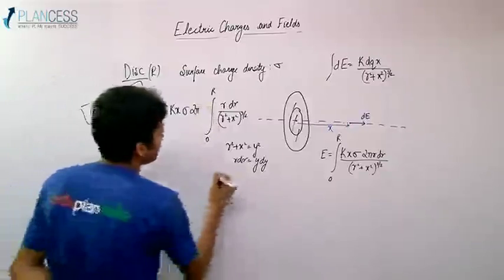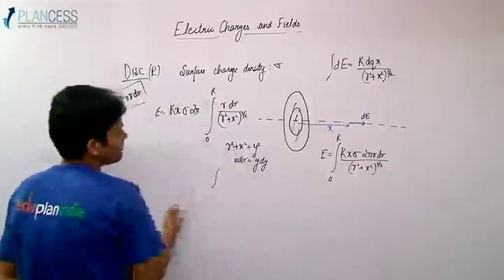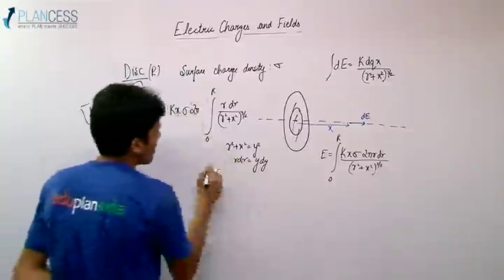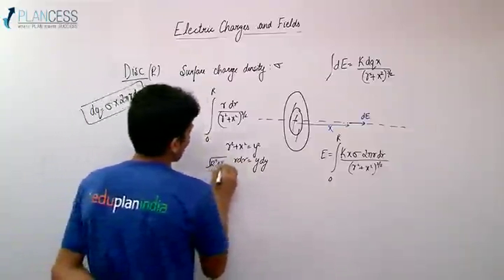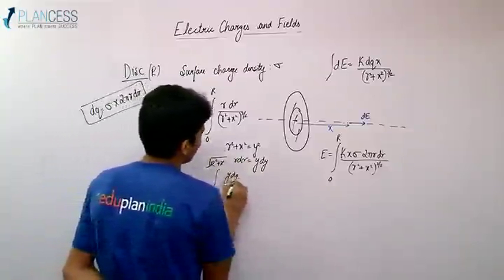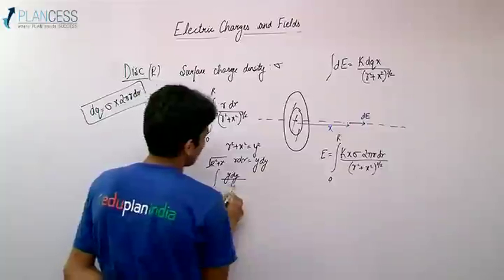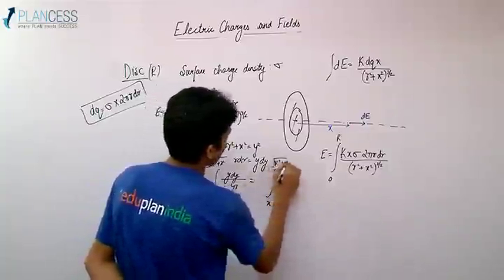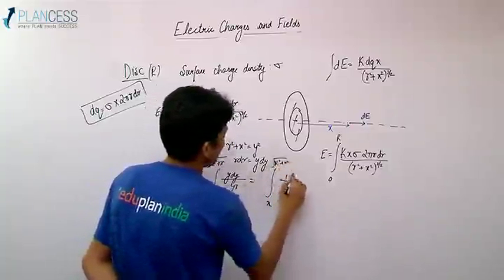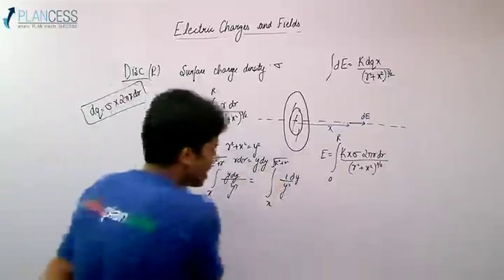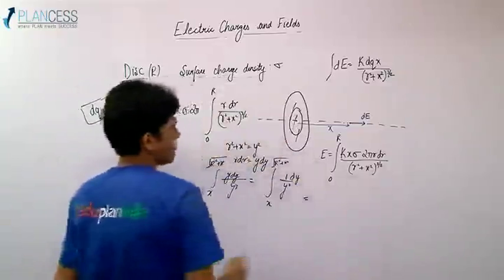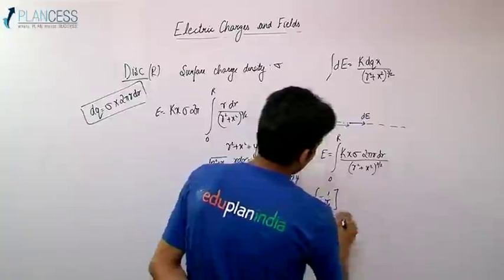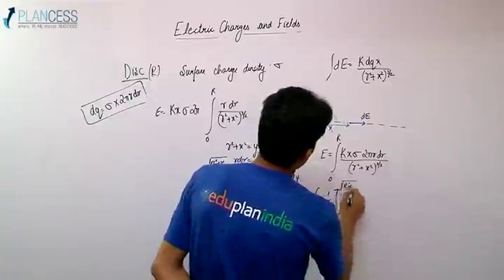So I can convert this integral to new limits. When r is 0, we have y equals x, and when r is capital R, y is root over r square plus x square. r dr is written as y dy, and r square plus x square is y square, so the denominator would be y cube. So this can be taken from x to root over r square plus x square of 1 by y square dy. So this integration can be written as minus 1 by y, with limits from x to root over r square plus x square.